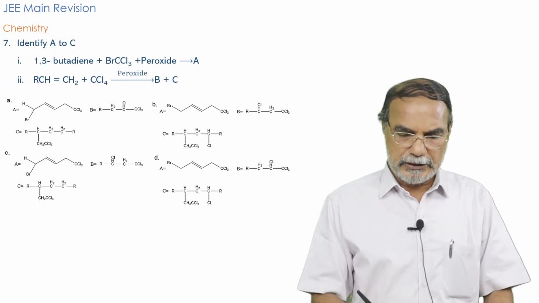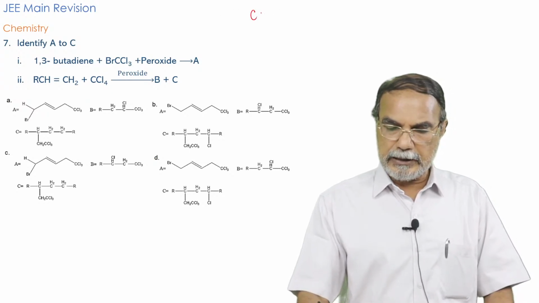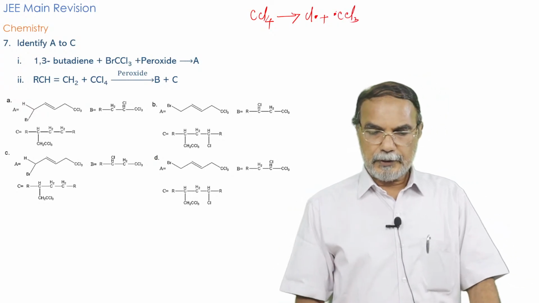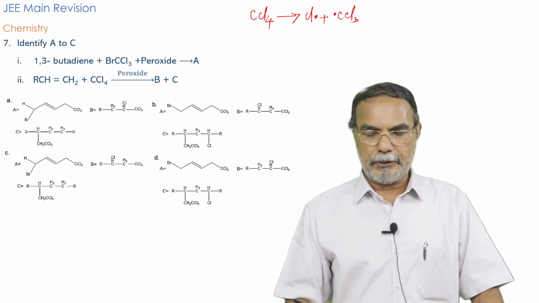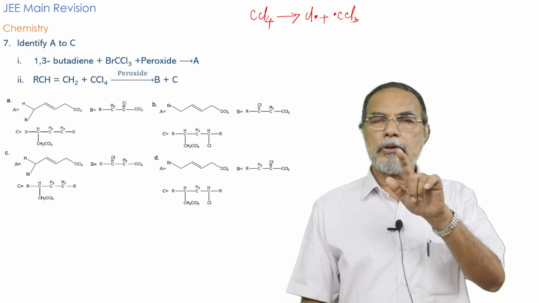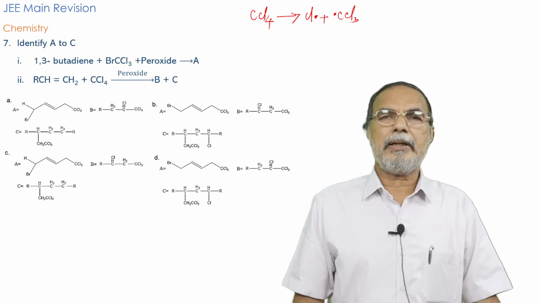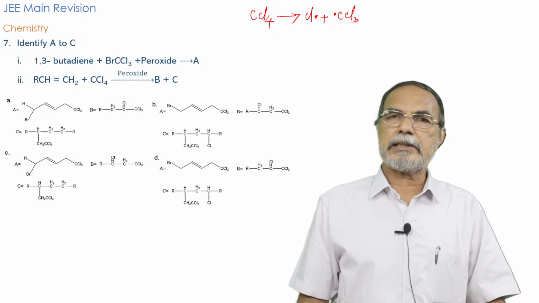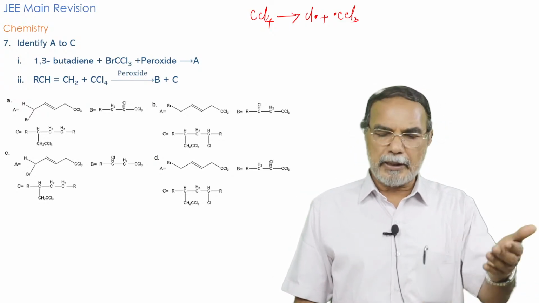The second addition reaction is RCH=CH2 reacting with CCl4, and again that CCl4 in the presence of peroxide will dissociate to give the chlorine radical and the CCl3 dot radical. So it is Cl dot plus CCl3 dot, similar to Br dot plus CCl3 dot. Radicals are formed. Remember, it is due to the peroxide. Peroxides always help the generation of radicals. If peroxide is present in a reaction, remember the reaction will follow a free radical mechanism. So in this case, with a double bond, it is a free radical addition reaction.